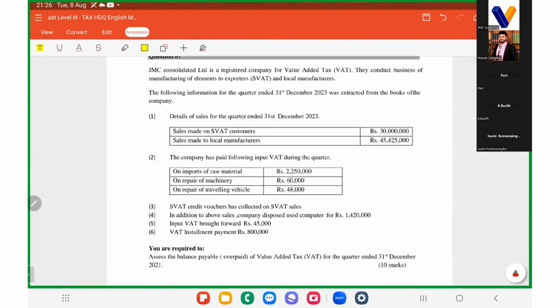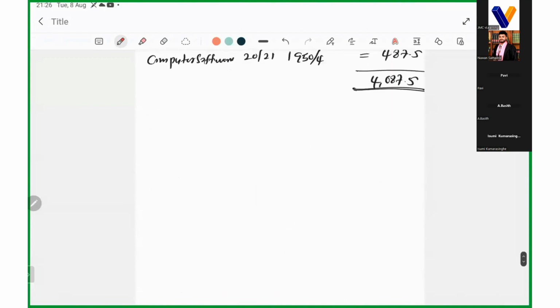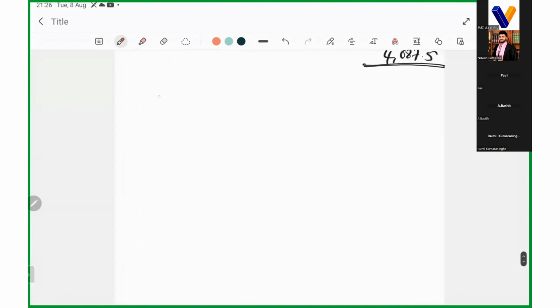So here the JMC Consolidated Limited is a registered company under the value-added tax. They conduct the business of manufacturing of elements for export and local manufacture. The following information for the quarter ended 31st December 2022 was extracted from the books of the company. Details of sales for the quarter ended 31st December are as follows. So here what you need to do, right? First output VAT, sorry, input VAT.